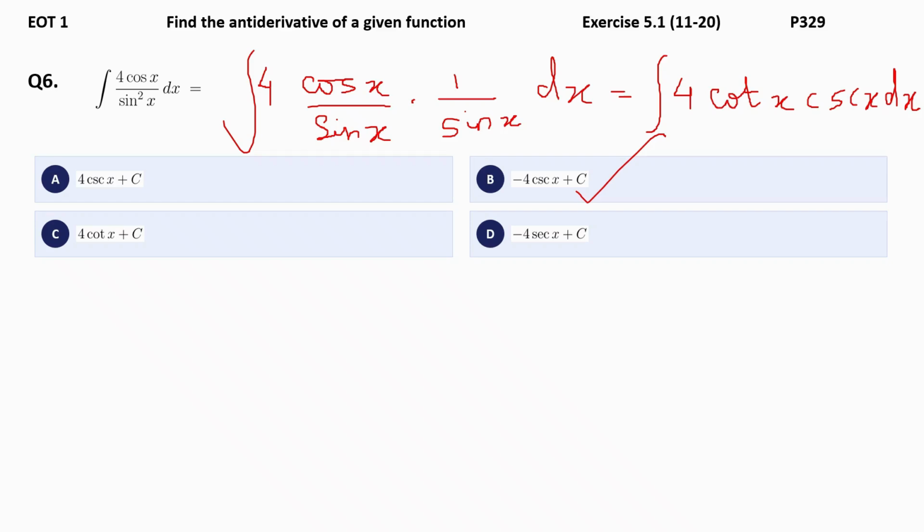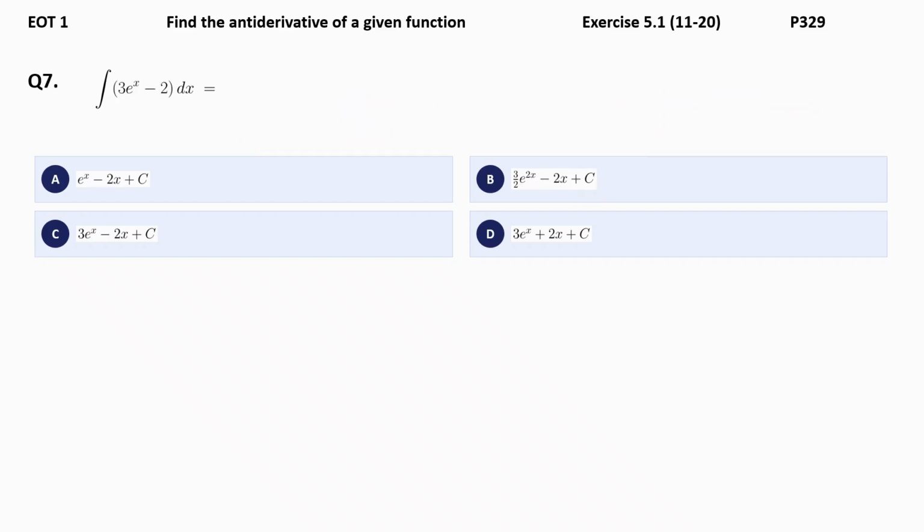In this particular question, it has two terms. So the first term is very simple. It repeats the same 3e power x. In that case, you can cross out option A and option B. Now comes negative 2. It is negative 2x plus c, which means option C is the right answer.